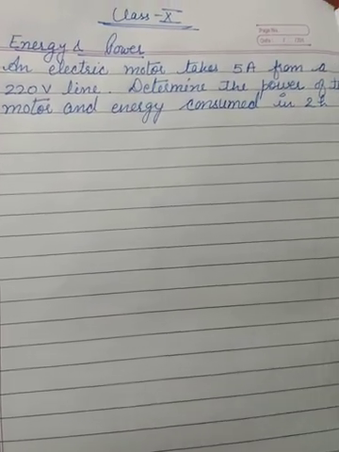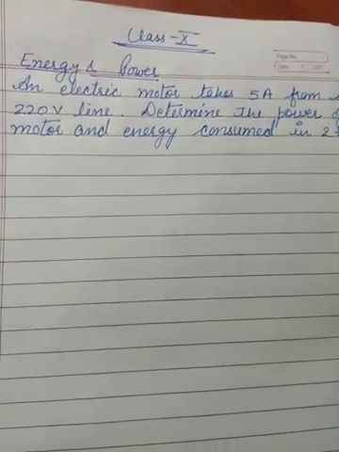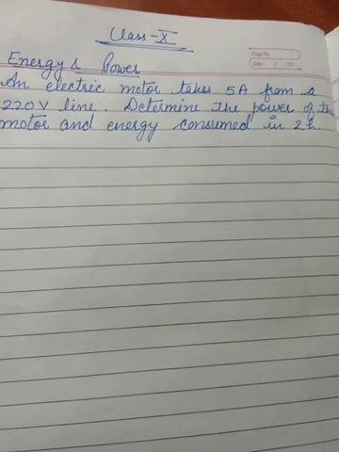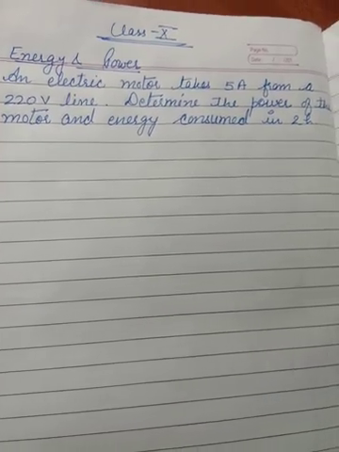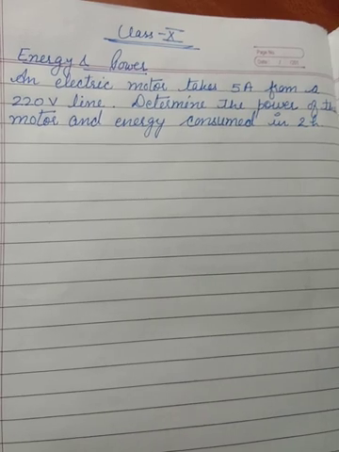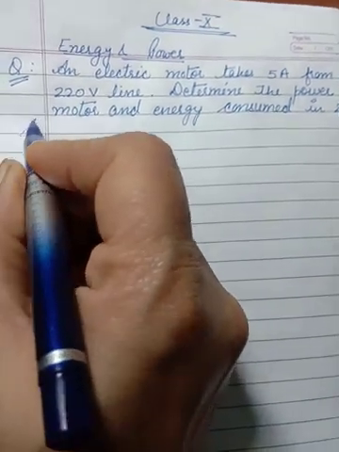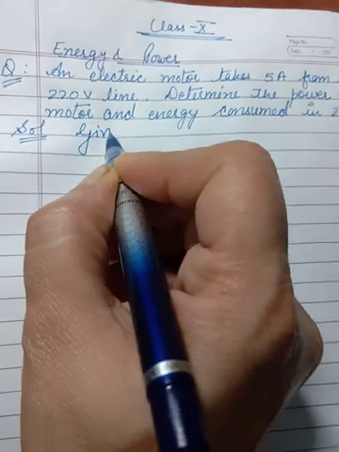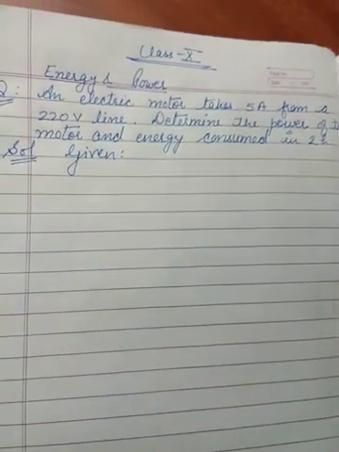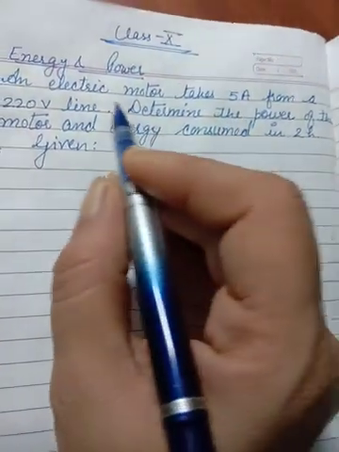So here I have taken one question, and the question is: an electric motor takes 5 ampere from a 220 volt line. Determine the power of the motor and energy consumed in 2 hours. So the first thing that we have to write whenever we are solving the numerical is the portion given. Whatever is given in the question, we have to write all those quantities.